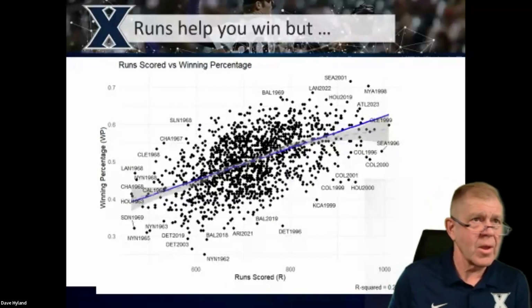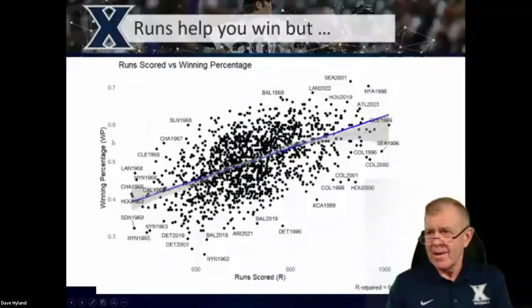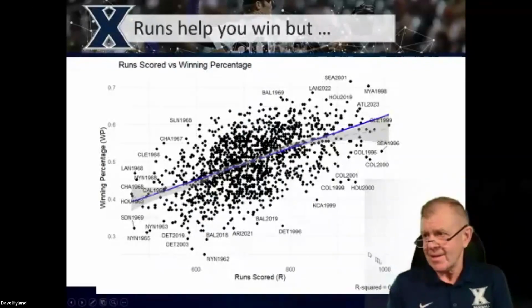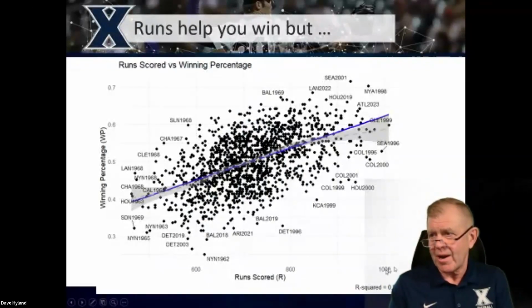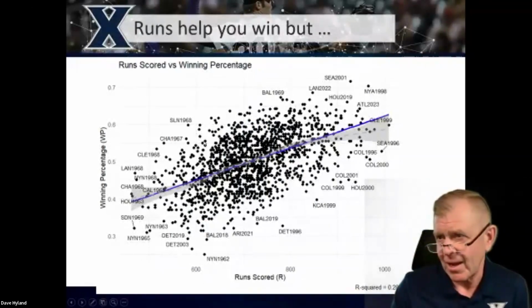There we go. So we did run scoring. The amount of runs you score, yeah, it matters, but our R squared really only explains about 28% of winning.